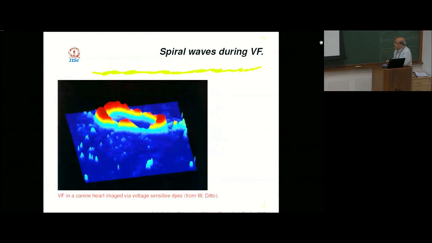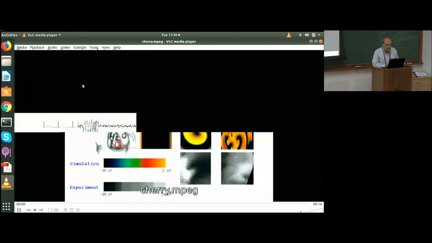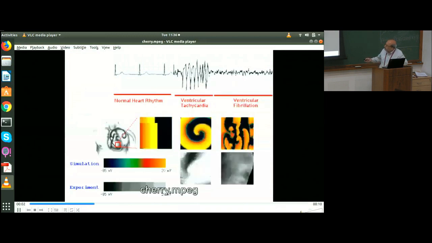It is now more or less the general consensus that such ventricular arrhythmias are associated with the formation of spiral or scroll waves of electrical activation on cardiac tissue. This is from some canine heart where it was artificially induced and viewed with voltage-sensitive dyes. And I have an animation here taken from the web page of Cherry, and you can see this is the normal heart rhythm.